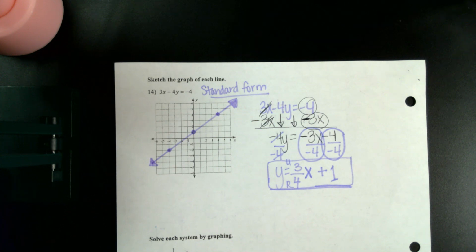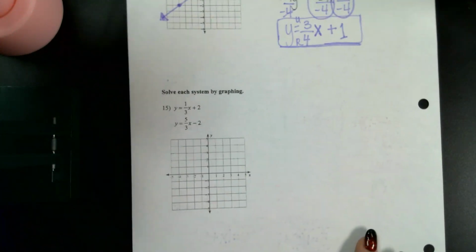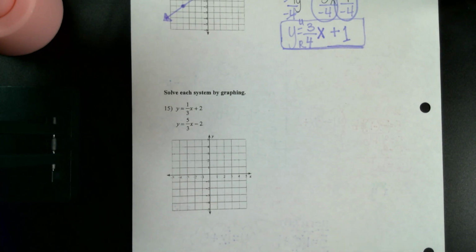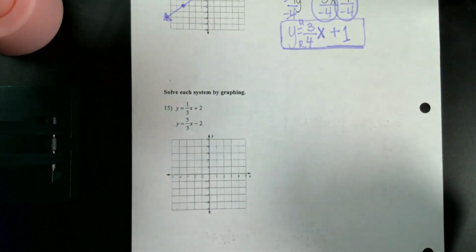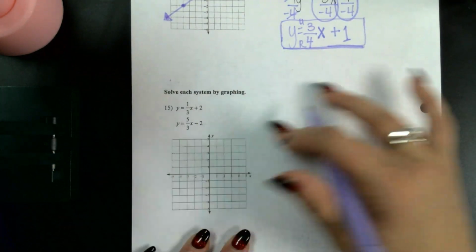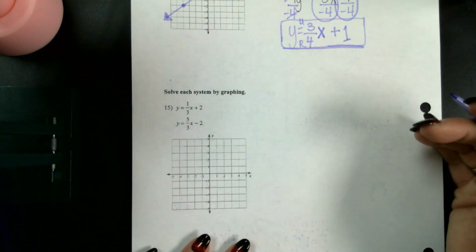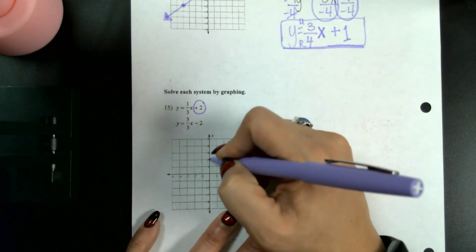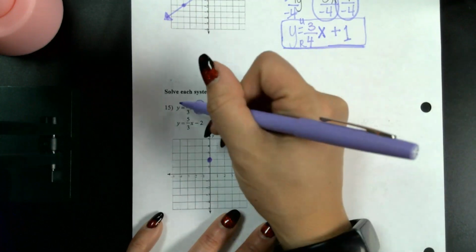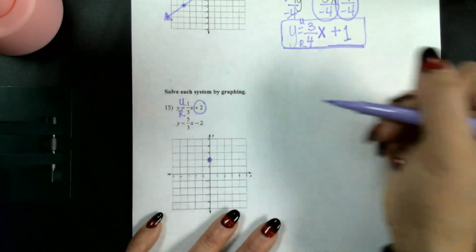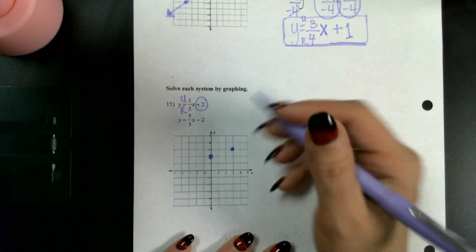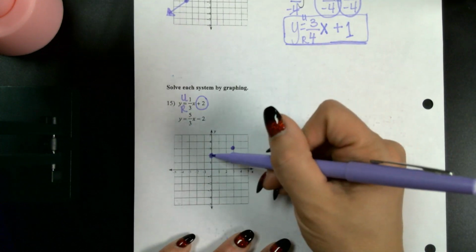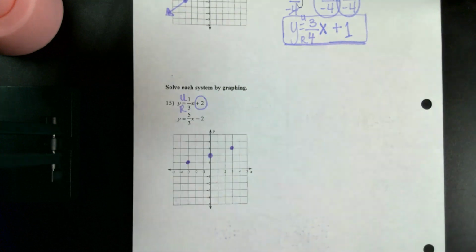Are we good? Everybody have that down? Okay. Then down here on 15, good news is at least they're both already in slope-intercept form. So when they give you two of them, we are just going to graph each one separately, and we're looking to see where they cross. Okay, so starting point here is positive 2, and the slope is positive, so we're going up 1, right 3. You can only do that once. So then you want to go down 1, left 3.